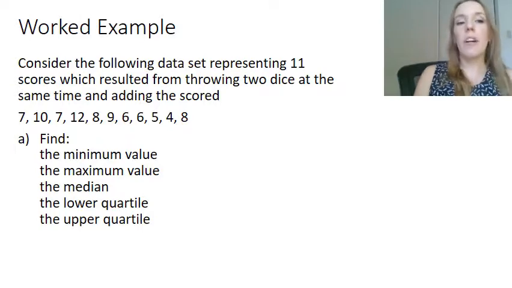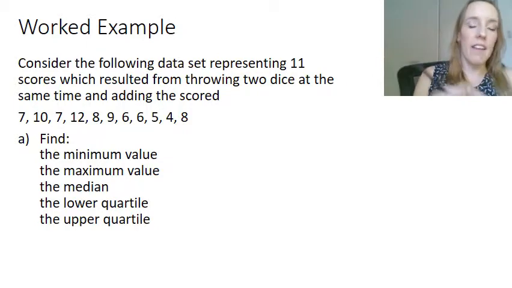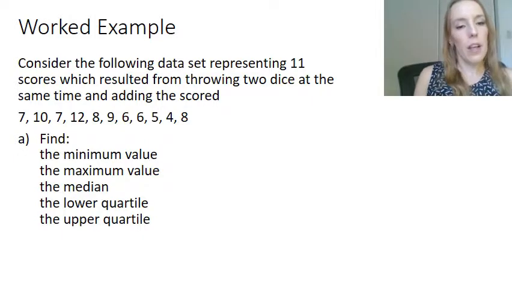Okay, another worked example. Consider the following data set representing 11 scores which resulted from throwing 2 dice at the same time and adding the scores. So they've thrown 2 dice, they've added their results together, and those were the results. Find the minimum value, the maximum value, the median, the lower quartile, and the upper quartile.